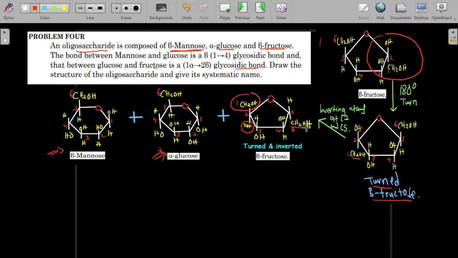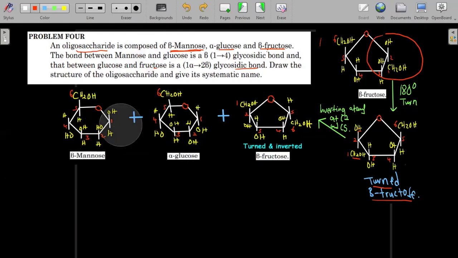And then even here, we also do the inverting. This CH2OH, which was up, has gone down, and this H here has gone up there. So that's what we mean by inverting atoms at carbon 2 and carbon number 5. Once you do all that, what you get is a turned and inverted beta-fructose, which will have the carbon 2 at the position where we want it to be.